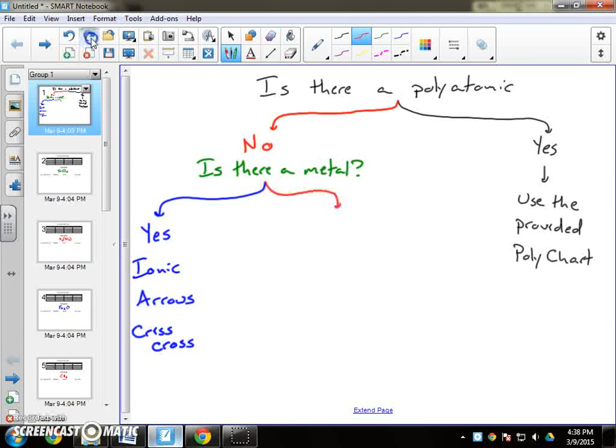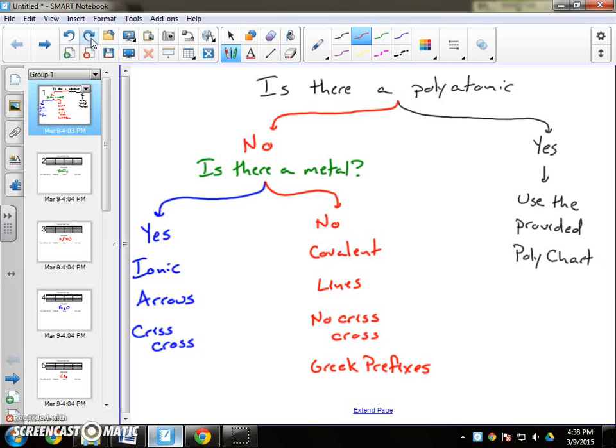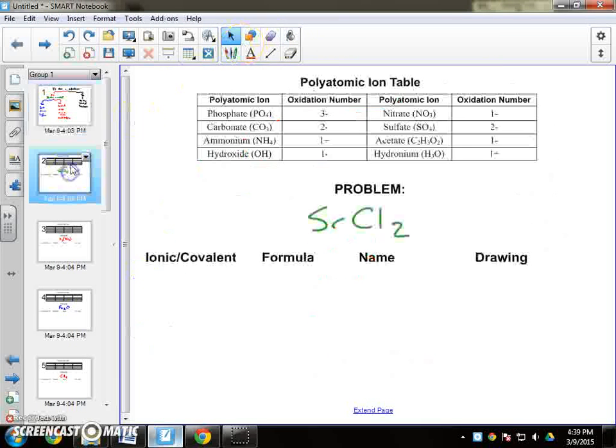Our other set is covalent. If there's not a metal, we go to covalent, and those use lines to show bonding. We don't crisscross at all, and we're using Greek prefixes. So, without further ado, we are going to rock through some problems really quickly. We'll start off with our first one.